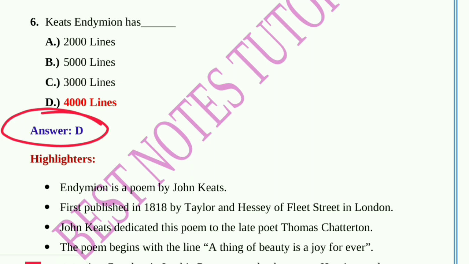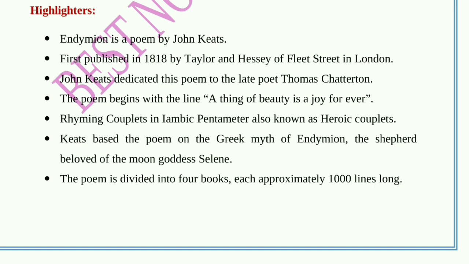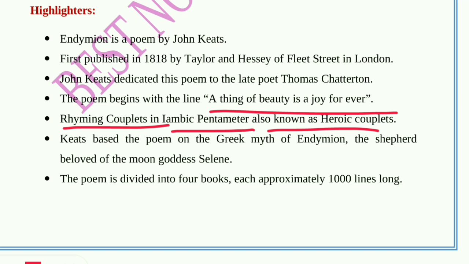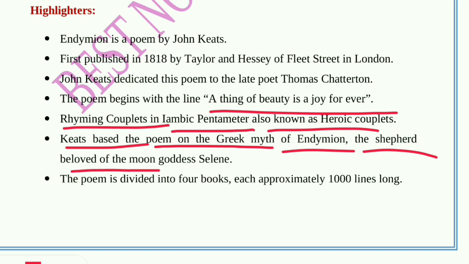Endymion is a poem by John Keats, first published in 1818 by Taylor and Hessey of Fleet Street in London. John Keats dedicated this poem to the late poet Thomas Chatterton. The poem begins with the line, "A thing of beauty is a joy forever." Here, rhymed couplets in iambic pentameter are also known as heroic couplets. Keats based the poem on the Greek myth of Endymion, the shepherd beloved of the moon goddess Selene. The poem is divided into four books, each approximately 1,000 lines long.